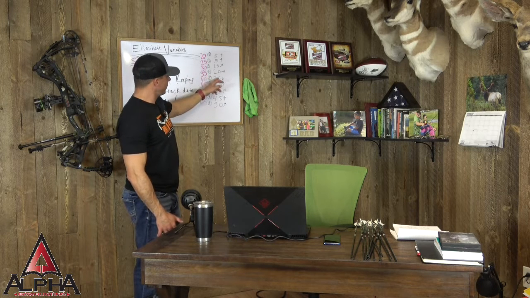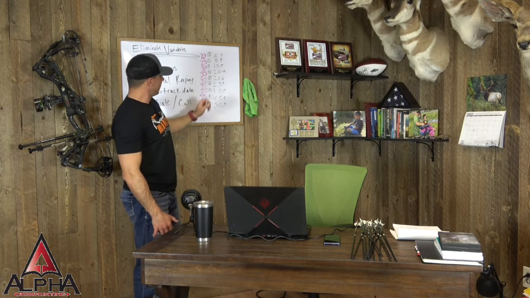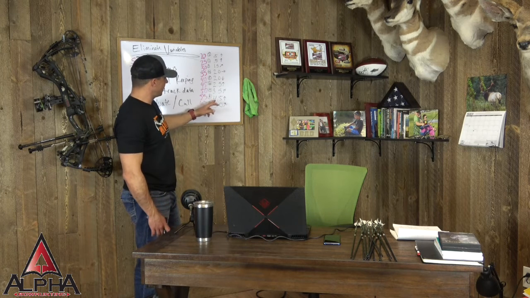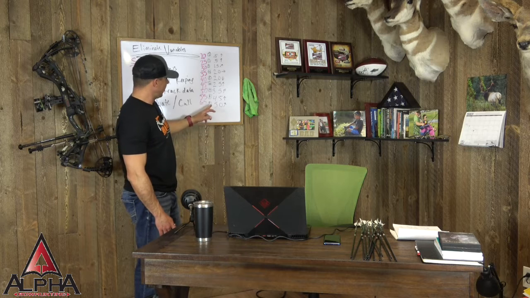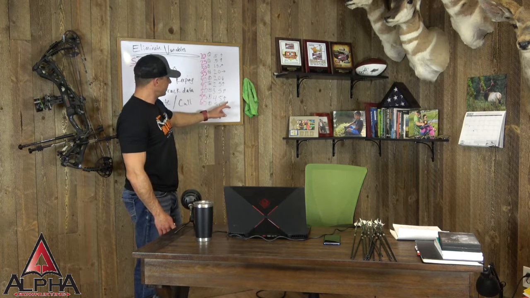Number 5, at 40 yards, I hit 2 inches low. Number 6, 2.5 inches high. Number 7, at 50 yards, 3.5 inches high right. Arrow number 8, 4.5 inches high. Arrow number 9, 5 inches high right.